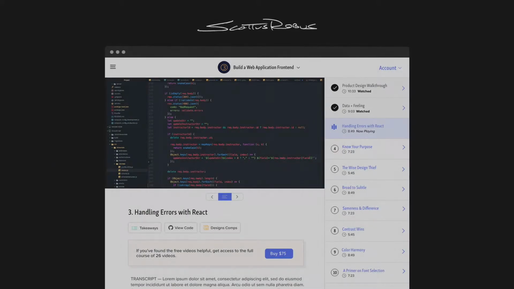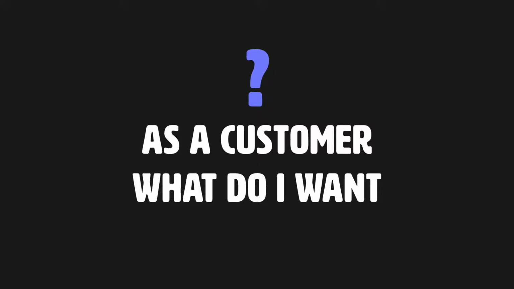How do I anticipate with the Scottus Robus site? I've started with an audience of one, myself. I've designed the first iteration around the perspective of what I would want. What are my wants and intentions as a customer?